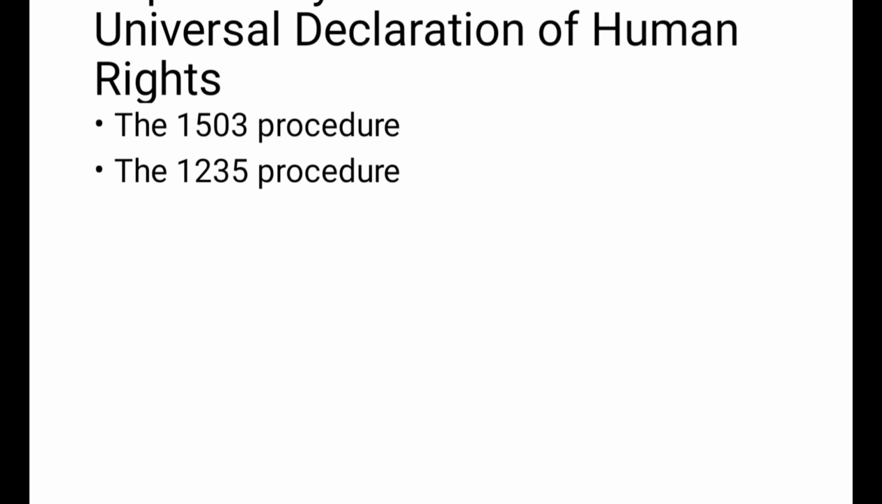So now let's take a look at some of these charter-based monitoring mechanisms. We have two. The first one is the 1503 procedure. Now, this one was adopted by the Economic and Social Council, the ECOSOC, in 1970.